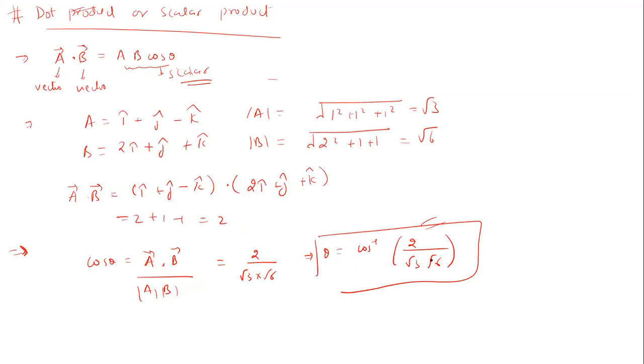Okay, fine. Now how can we tell whether it is a dot or cross product? Whenever there is a dot, it means dot product. Whenever there is a cross, it is cross product. The cross product result would be a vector quantity. This one would be a scalar quantity. Okay, fine.